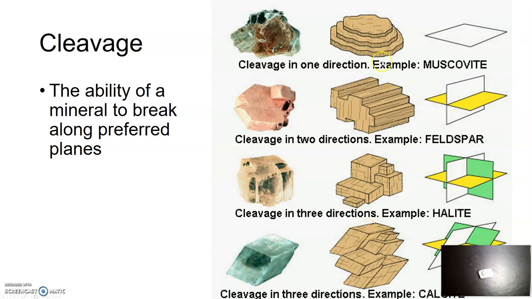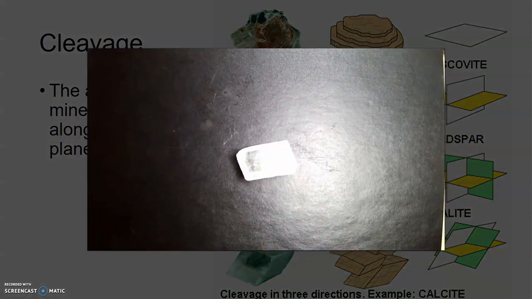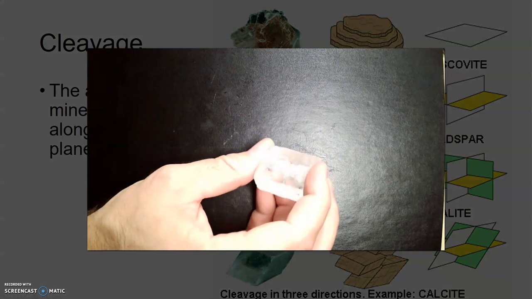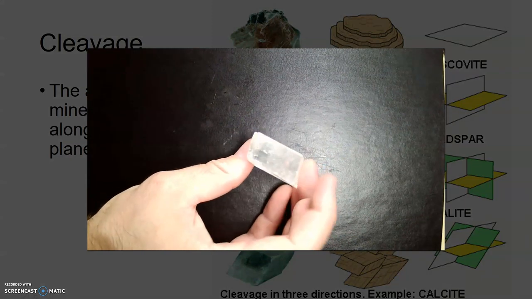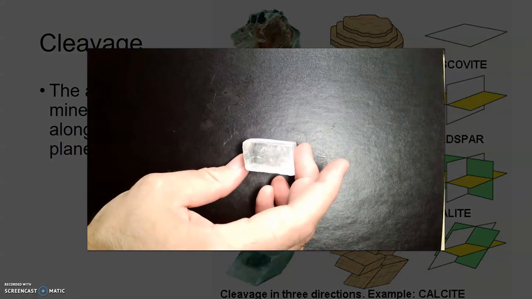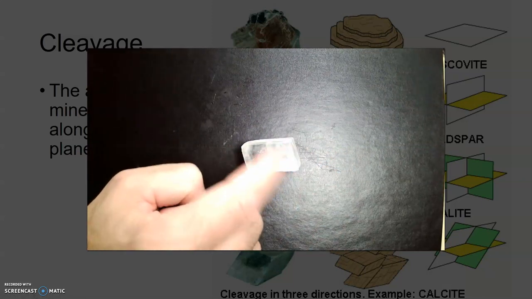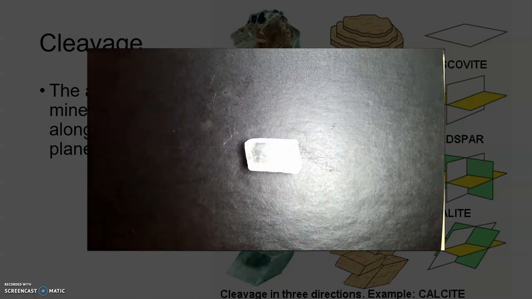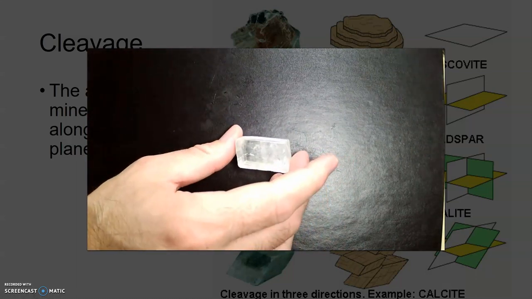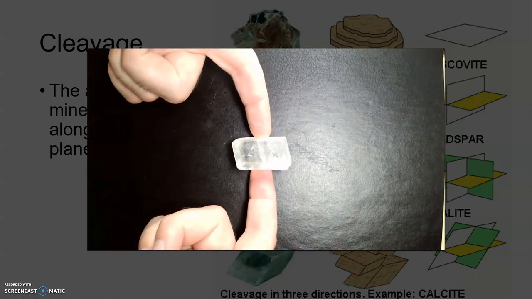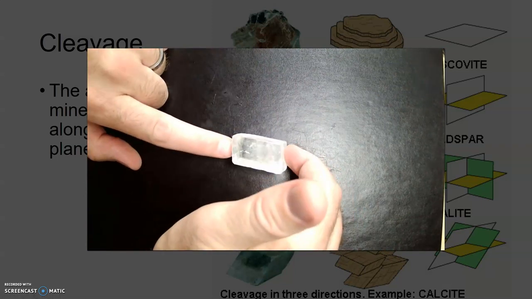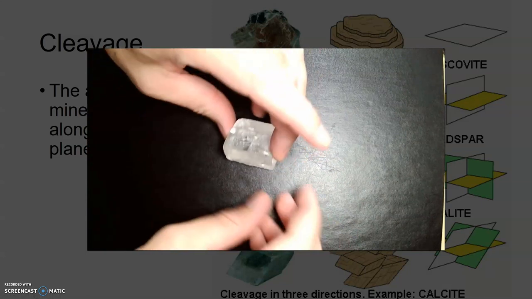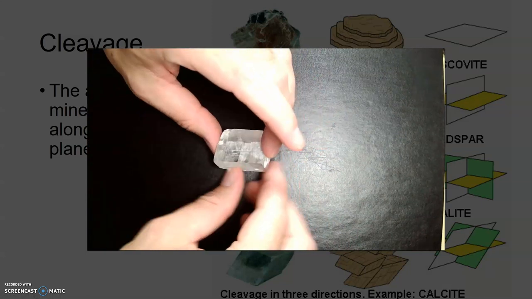For instance, let me go to this one. This mineral has good cleavage. If I were to smack this with a hammer, all the small pieces of this thing would look just like this. They will have the same shape because cleavage is part of a mineral's characteristics. These sides are parallel to one another. These sides are parallel to one another. And these sides are parallel to one another. This has very good cleavage in three directions.